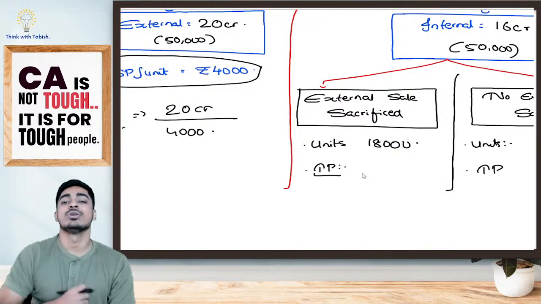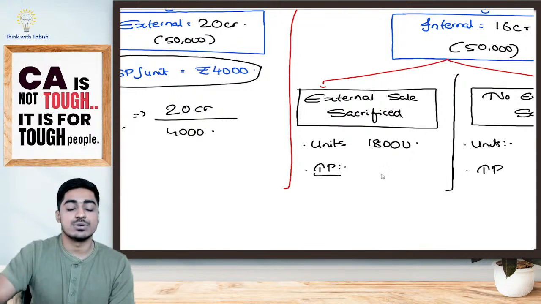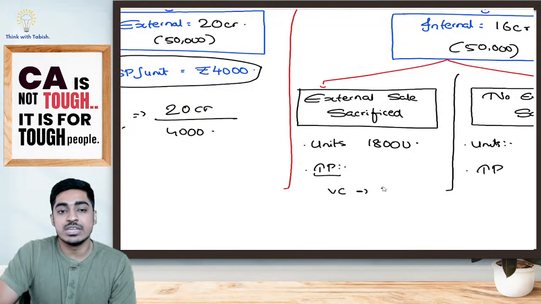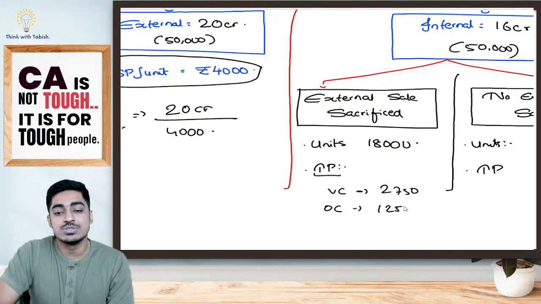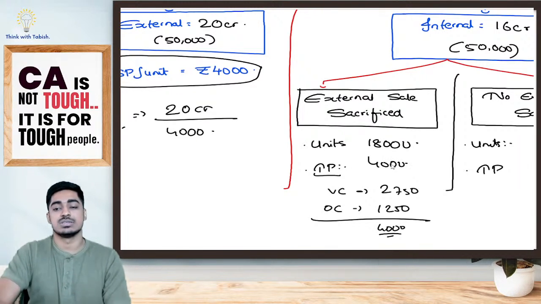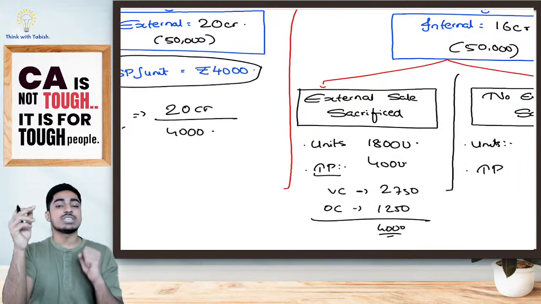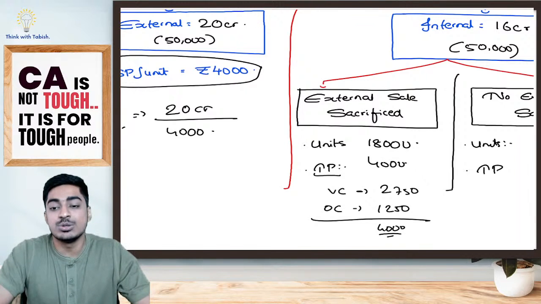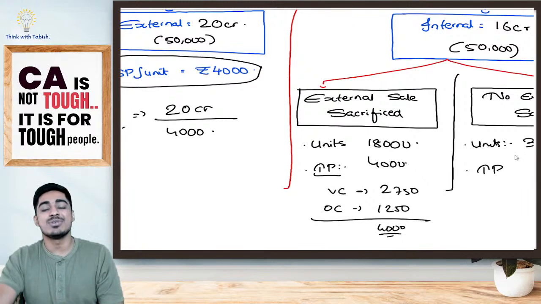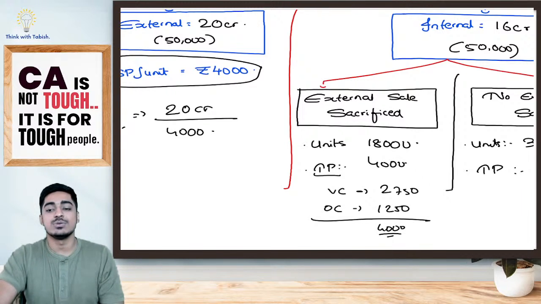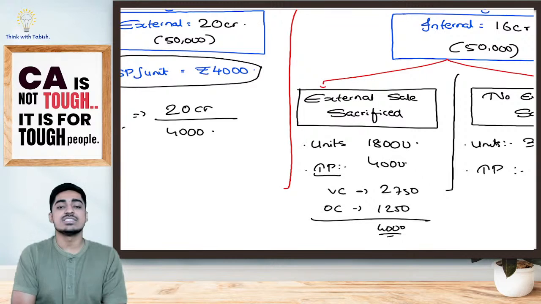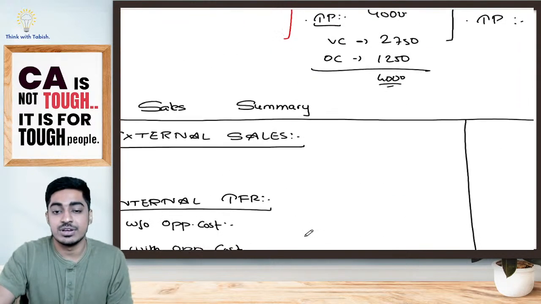So I want to include my contribution as well. Transfer price: I want my variable cost of 2,750, and my opportunity cost, my contribution of 1,250. I'll be transferring it at 4,000 rupees. But out of 50,000 units, for 18,000 there was external demand. For the balance 32,000 units, there was no external demand, right? So whatever is my variable cost, at that I'll transfer it. This is how we are going to analyze the demand and the sales.